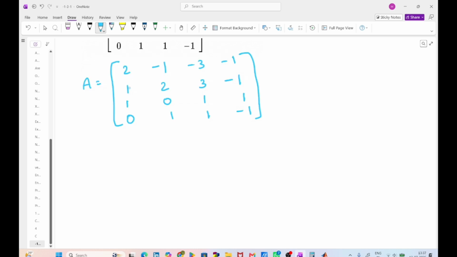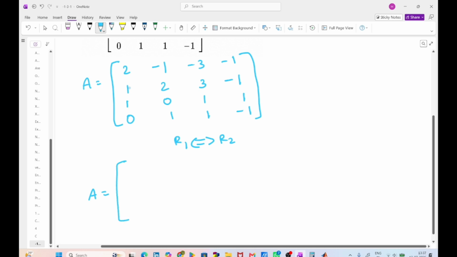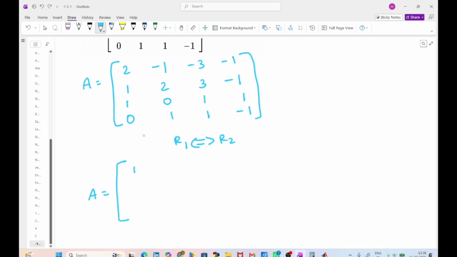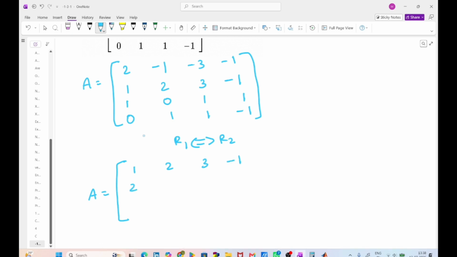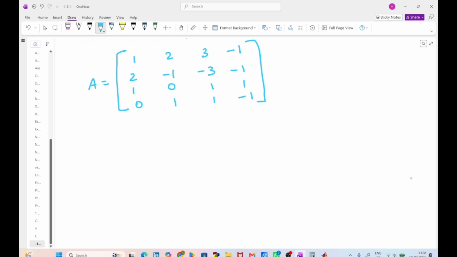Yeah guys, we know that in the place of 2 it should become 1. For that I am going to replace R2 with R1 and R1 with R2. Then A is equal to, write R2 in the place of R1: 1 2 3 minus 1, then 2 minus 1 minus 3 minus 1, then 1 0 1 1, then 0 1 1 minus 1. Then we need to make this 2 as 0 and 1 as 0.